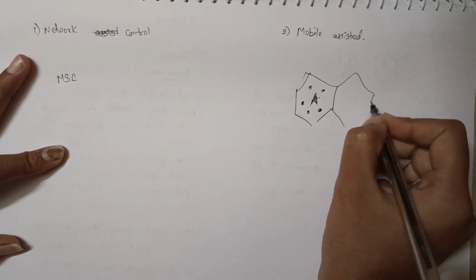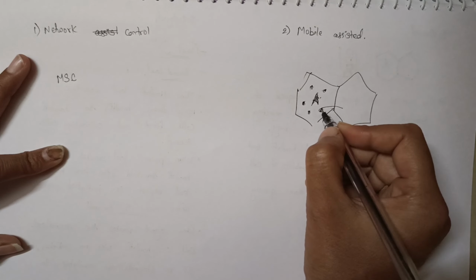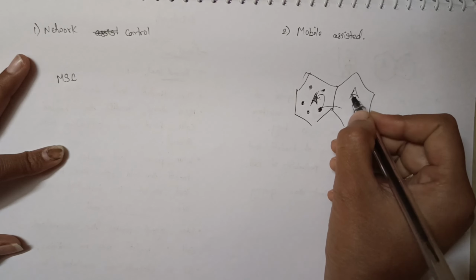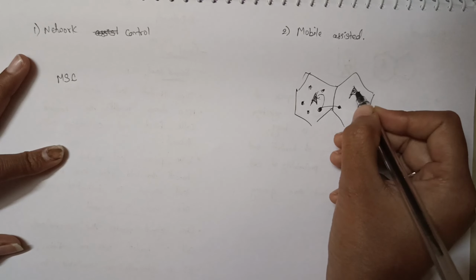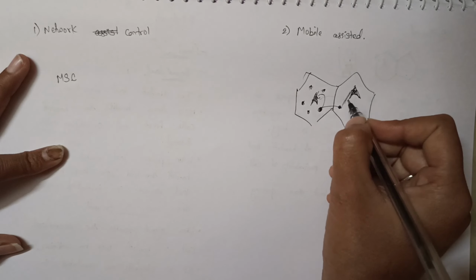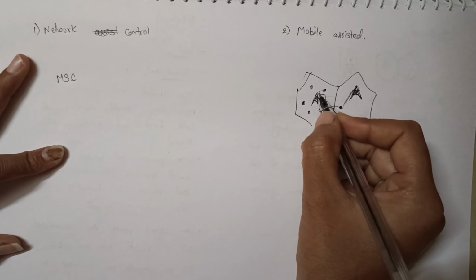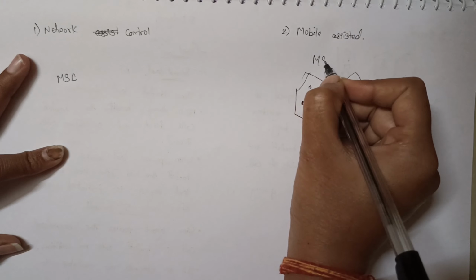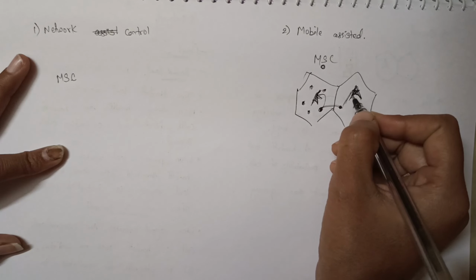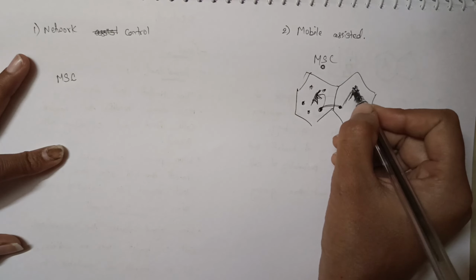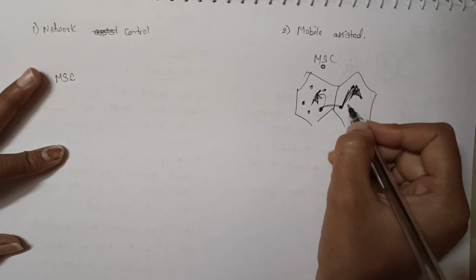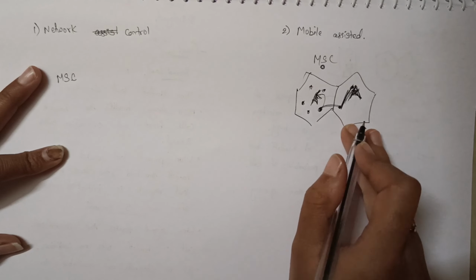That means if this mobile is moving from this cell to this cell, the mobile tells the base station, see, my signal strength is increasing with the tower in the neighboring cell, please hand me over to the neighboring cell base station. Then this is reported to the MSC, the mobile switching center, which hands off the call, and a new channel is assigned with the new neighboring cell base station. So this is all about mobile assisted handoff.